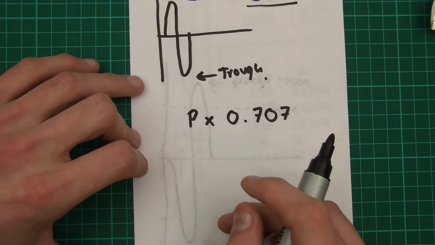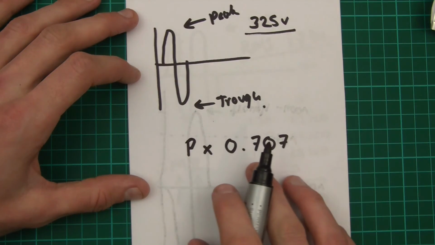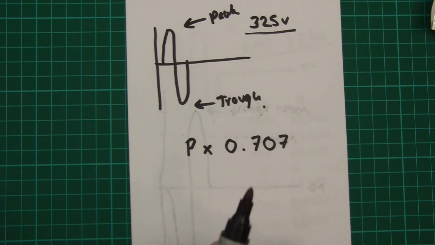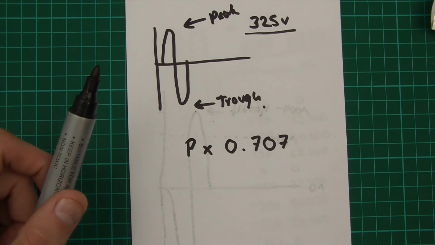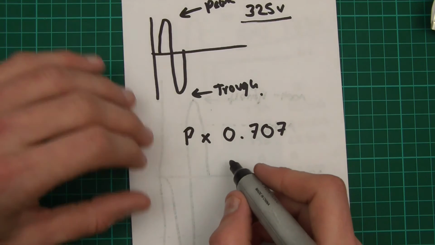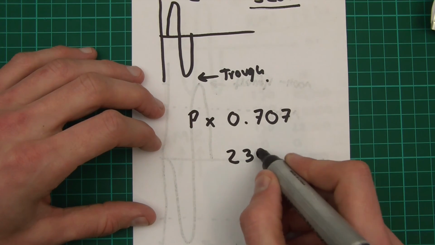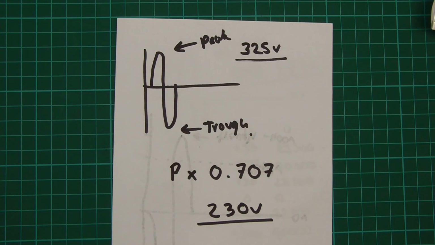0.707. So if I just test this out, 325 multiplied by 0.707, I'll just get this on a calculator. 325 multiplied by 0.707 equals 229.775, which is 230 volts, which is about right. So yeah, that's the proper way how to calculate RMS, and this is just a way of cheating, if you like, a way of quickly calculating an equivalent to RMS.